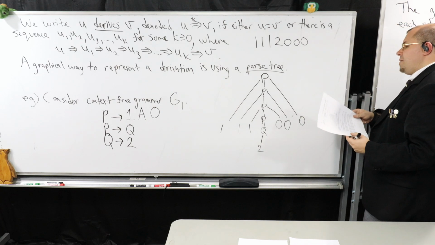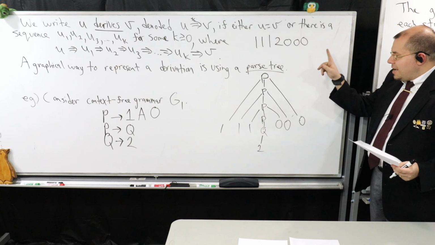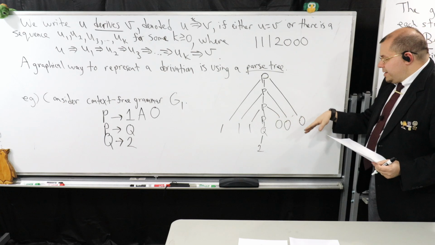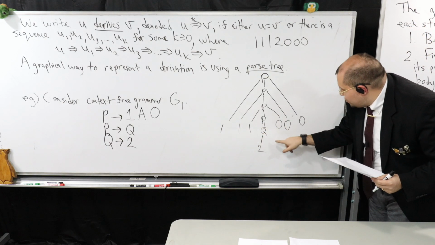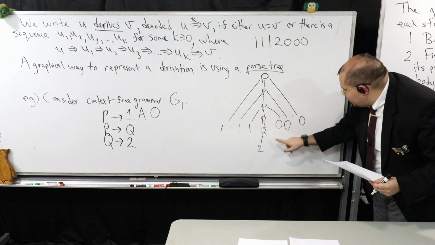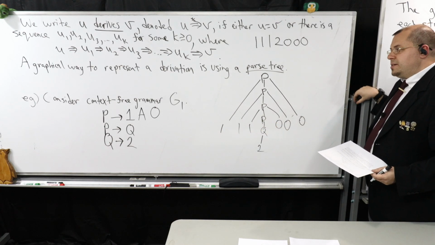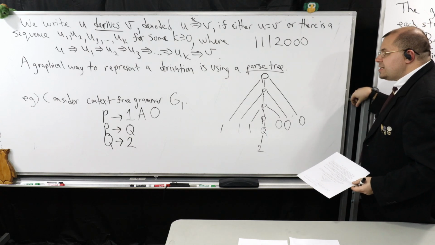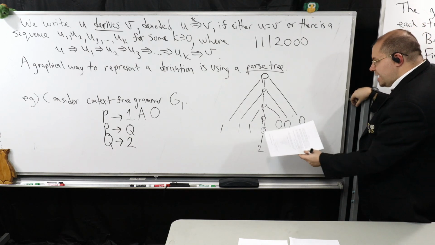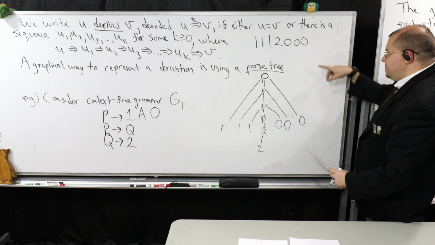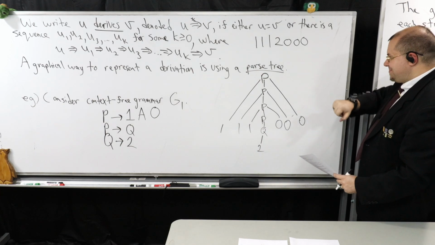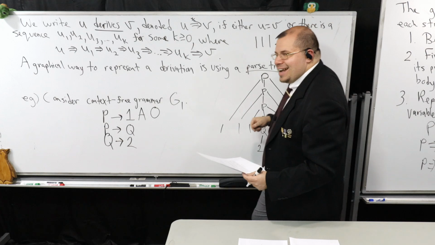Now, the one thing I really want you to notice is that the leaves of this tree, which are the 1, 1, 1, 2, 0, 0, 0. These are the leaves of this tree. Notice that if I concatenate the leaves of my tree, I end up getting the string. Is that kind of cool?